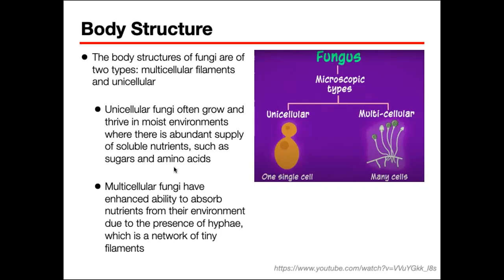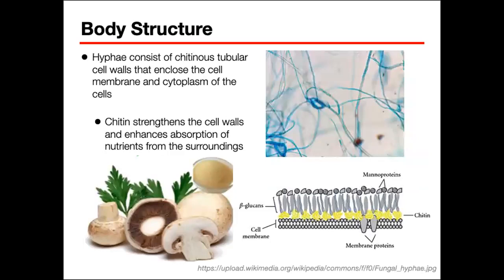Multicellular fungi naman, enhance yung kanilang ability to absorb nutrients because of these filament-like structures we call hyphae, which is basically a network of these tiny filaments. Okay? And hyphae would consist of these chitinous tubular cell walls that would enclose the cell membrane and cytoplasm of the cells. And chitin, as opposed to cellulose na nakikita natin sa plants and sa slime molds, it strengthens the cell wall and it enhances the absorption of nutrients from the surrounding.